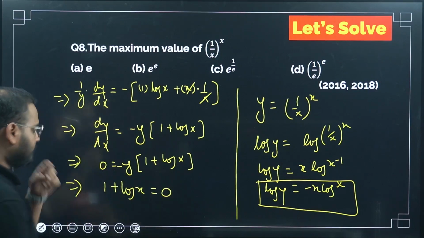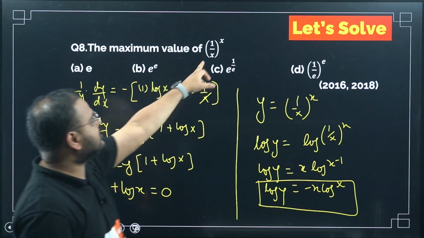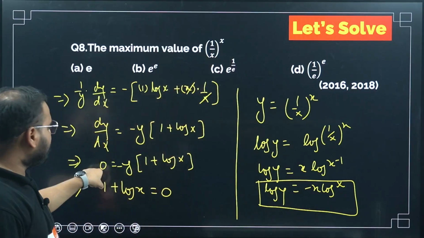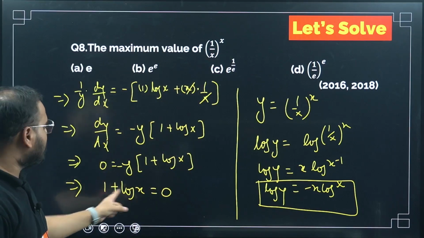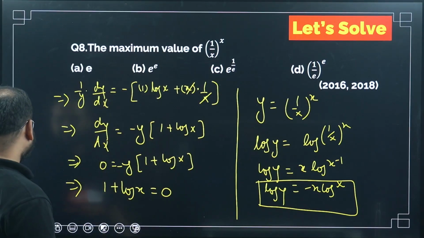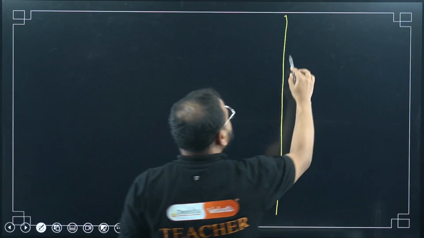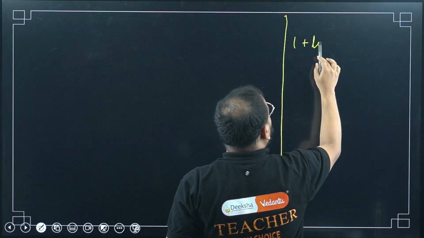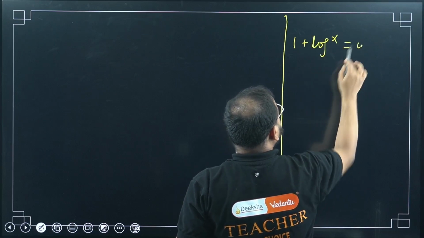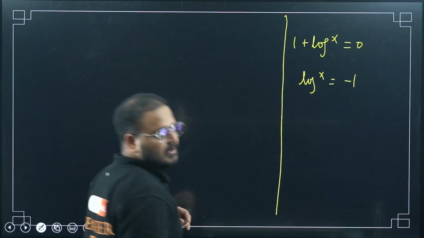How, sir? How come? Please check. Y is a non-zero number, right? X power this is a non-zero number, no? I can divide with a non-zero number. 0 upon y will be what? 0 only. So I get 1 plus log x equals to 0. It means what? Please check here. If 1 plus log x is 0, it means log of x equals to what? Minus 1. Yes or no?